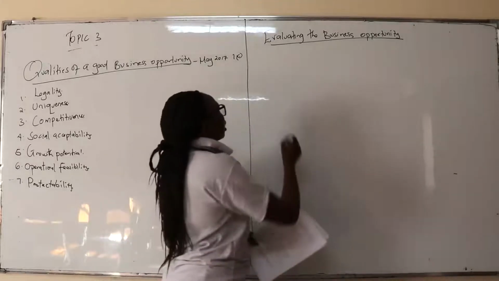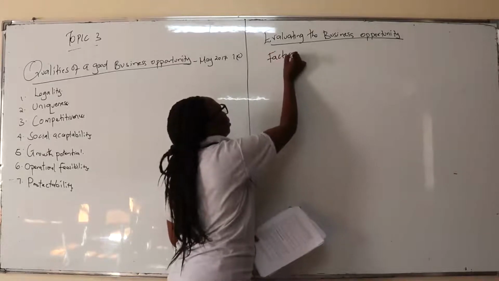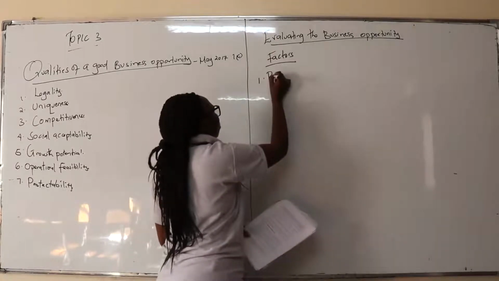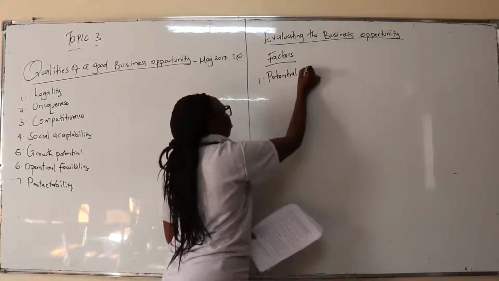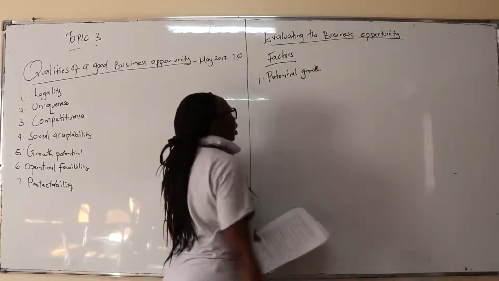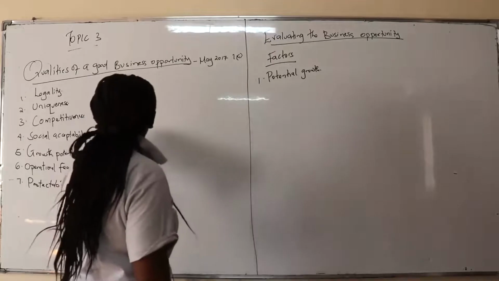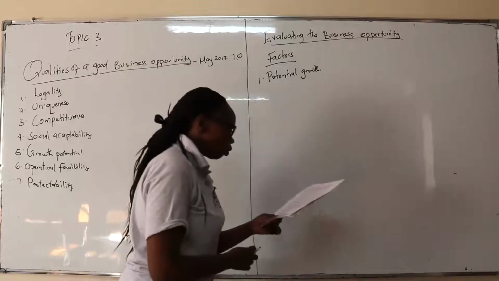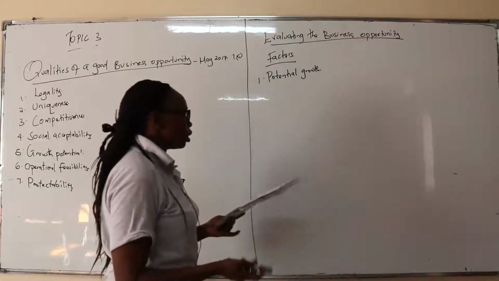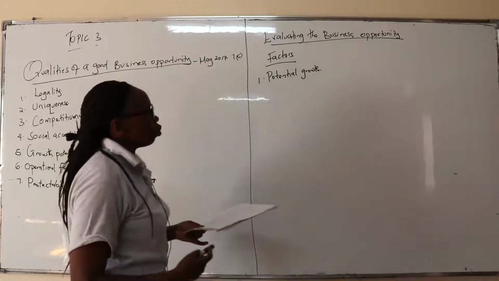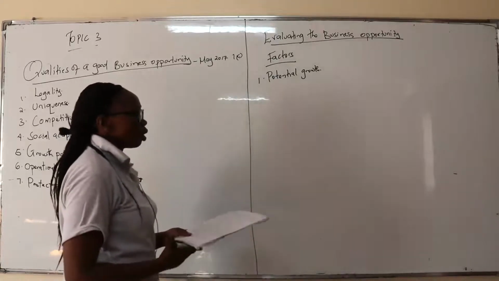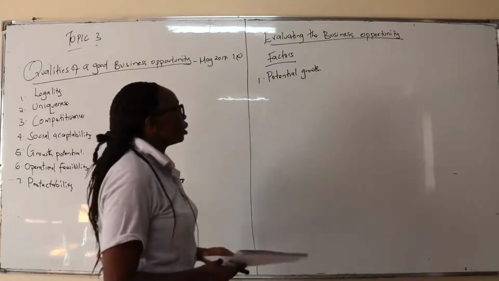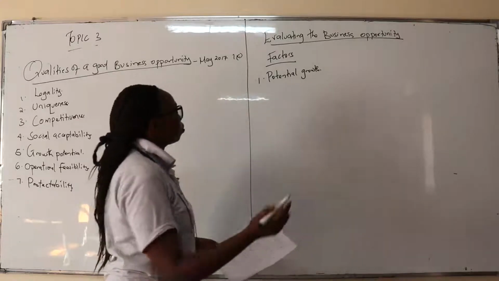And then what are the factors which you will consider when you are evaluating the business opportunity? Factor number one is the potential growth. When we were looking at qualities of a good business idea, I said that when we talk about the potential growth, you have to choose a business opportunity which has the ability to grow and expand, in terms of the customer base, the market share, and eventually it gives you some profit.